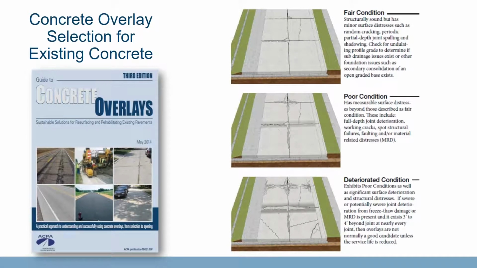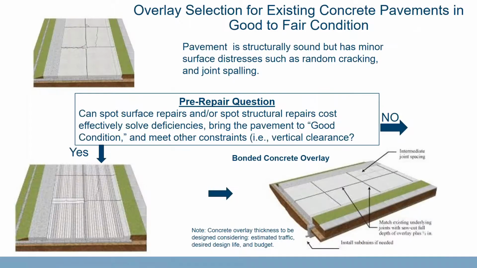Similarly, on the concrete side, we have the guidance there as to the condition of the pavement from fair to deteriorated condition. And we start to look at the selections for existing concrete pavements in good to fair condition, where you have a structurally sound pavement but very minor surface distresses. The question is, can we spot surface repairs or spot structural repairs cost effectively to solve the deficiencies?